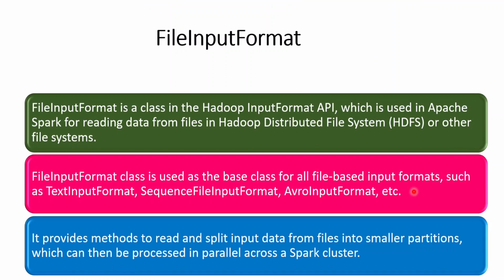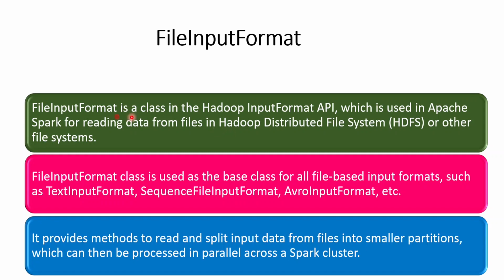The first one is file input format. File input format is nothing but one of the base classes in Hadoop input format API, which is used in Apache Spark for reading data from files in Hadoop distributed file system or any other file system. It could be ADLS, S3, or even Google Cloud Storage. The file system could be anything.